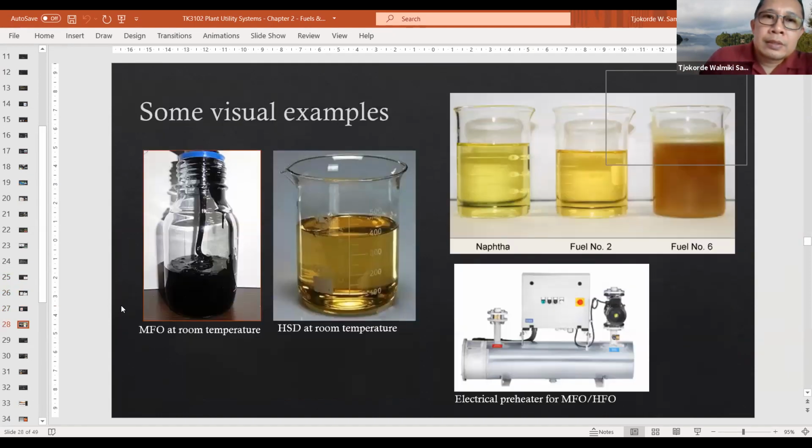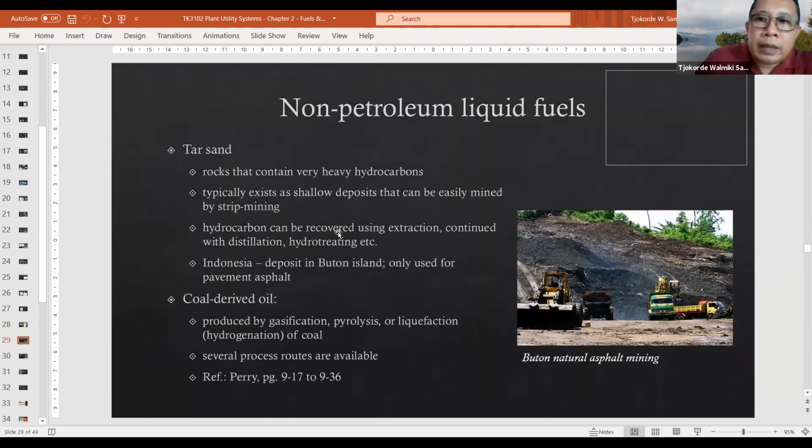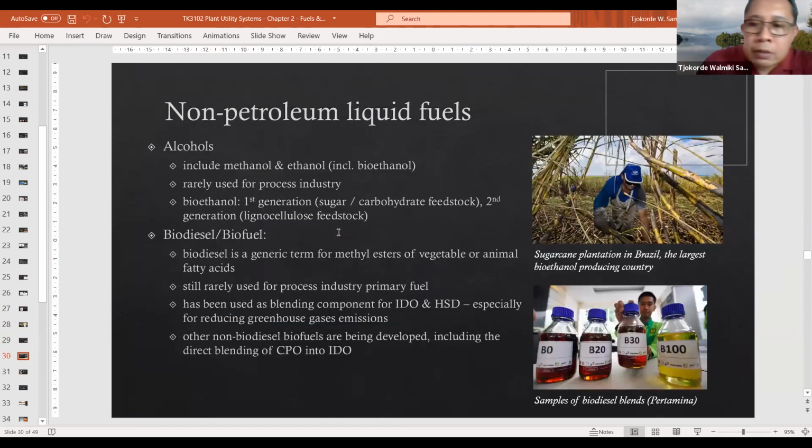Some visual examples of the fuel. This is what I'm talking about here. For example, MFO, marine fuel oil, is very thick like this, whereas HSD, high-speed diesel, at room temperature looks something like this. And then some non-petroleum liquid fuels: tar sands, coal-derived fuel, alcohol, biodiesel, bioethanol. This is the fuel for the future, renewables.